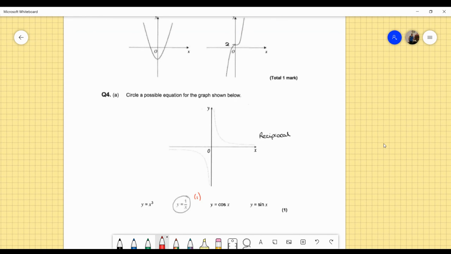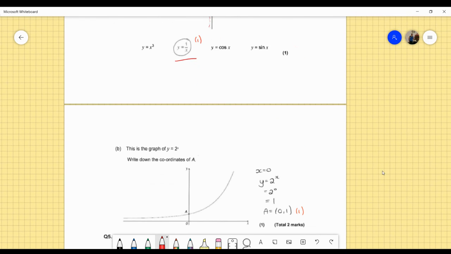Question 4 then, circle the possible equation for the graph below. The graph isn't particularly clear on here, but I'll just go over it so that you can see it, but you should have it on your sheet. The graphs where we have these 2 separate parts, so 2 separate graphs, are always reciprocal graphs, and that means it's a number over x. It's always in that format, and therefore this one gets that first mark.